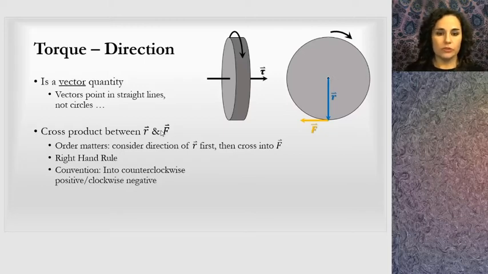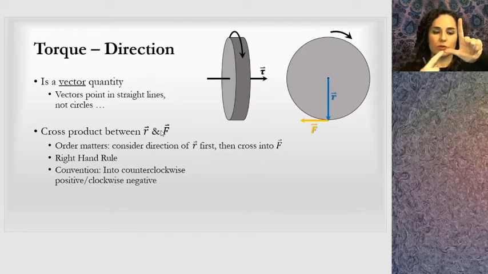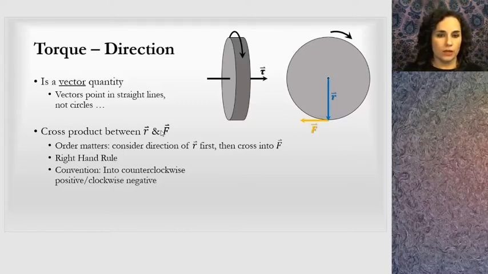The convention is to make counterclockwise, or out of the page, positive, and that has to do with how the axes are oriented with the X, Y, and Z axes. The Z axis is outward, and that's a counterclockwise rotation. So that's the direction. You can determine it with the right-hand rule.